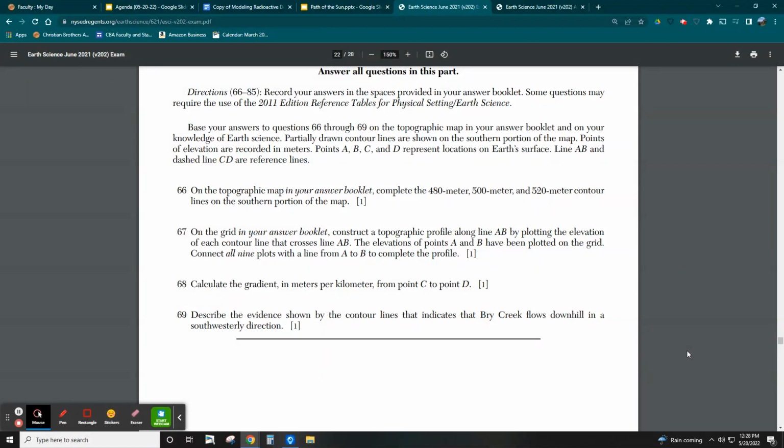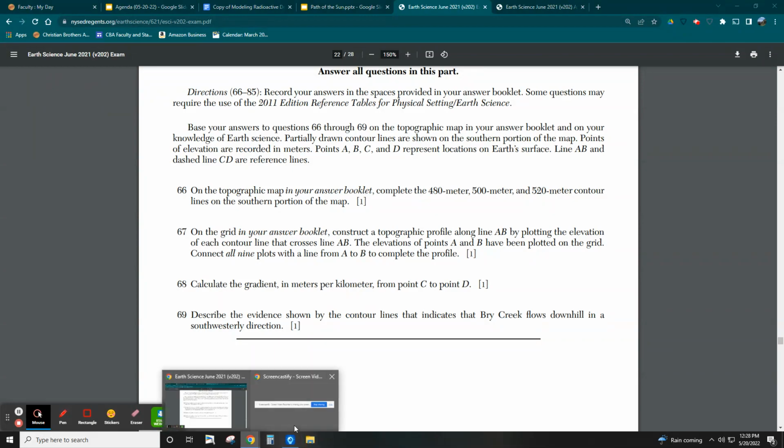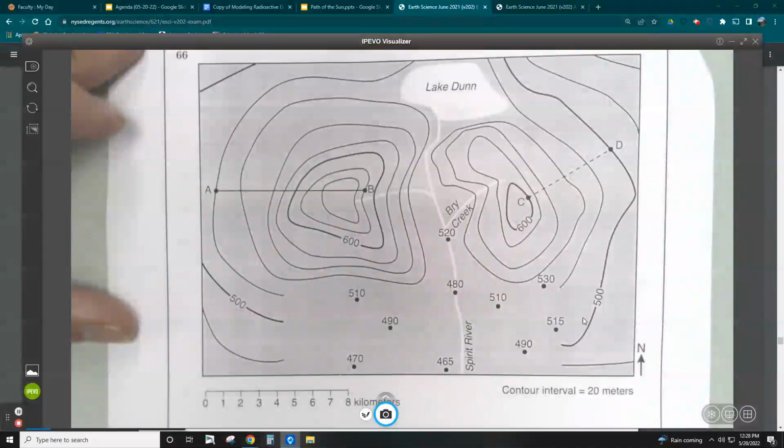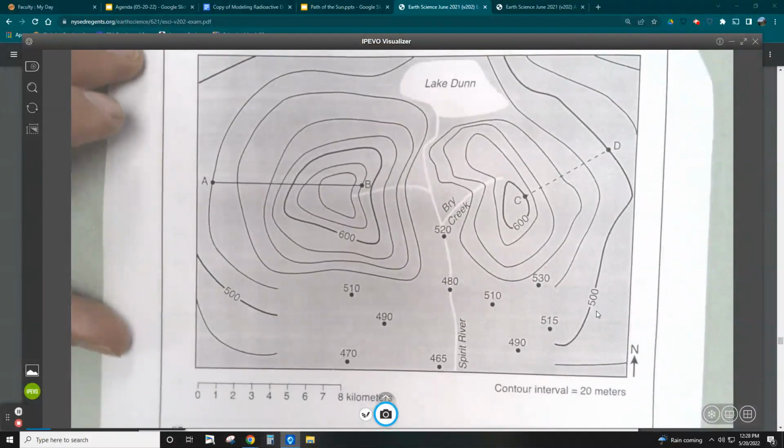Question 67, we have to construct what's called a topographic profile on our answer booklet. This is a classic question that kids just speed through and they're going to get it wrong just because they're trying to do it quickly. So definitely, again, slow yourself down. Another tip when it comes to these questions is you can definitely use a pencil when it comes to maps and drawing profiles.